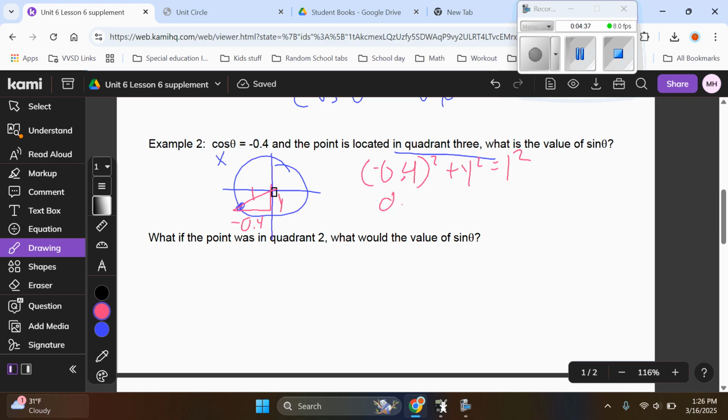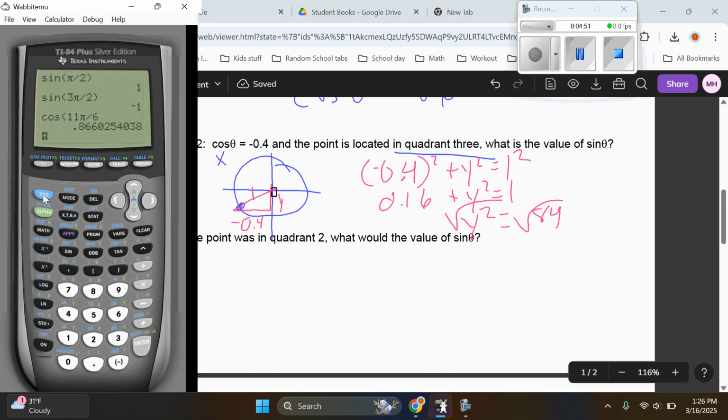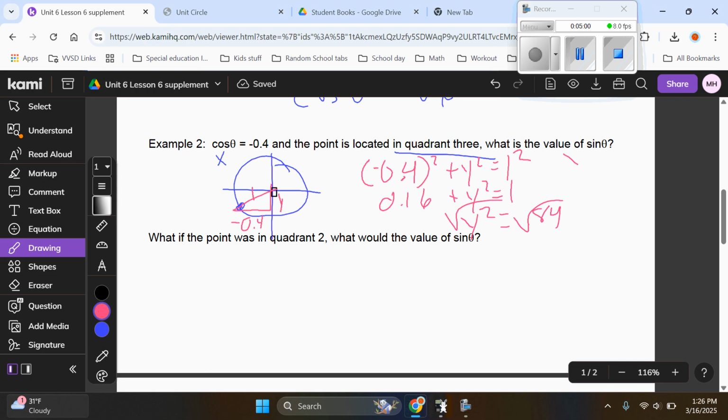And I get 0.16 plus y squared equals 1. Take away that 0.16 and I get 0.84. Take the square root, and I'm going to use my calculator for that. And I get 0.91 as my y value. Again, I'm in quadrant 3, so that means sine of theta is negative 0.91.